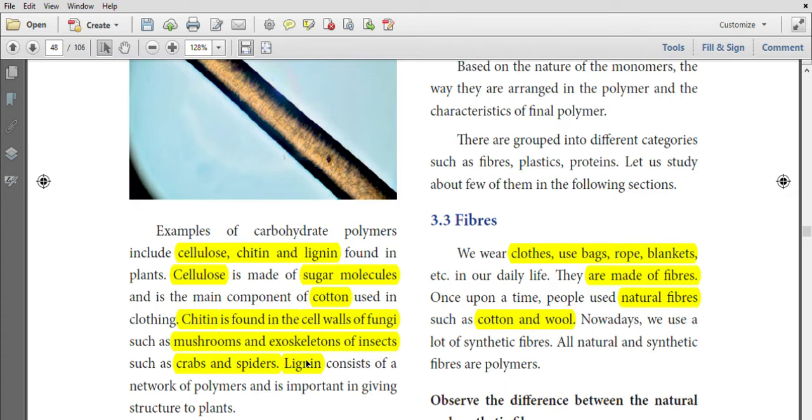In the sclerenchyma cells, the lignin is present. Cotton is a polymer of sugar molecules. Cellulose is found in cotton.